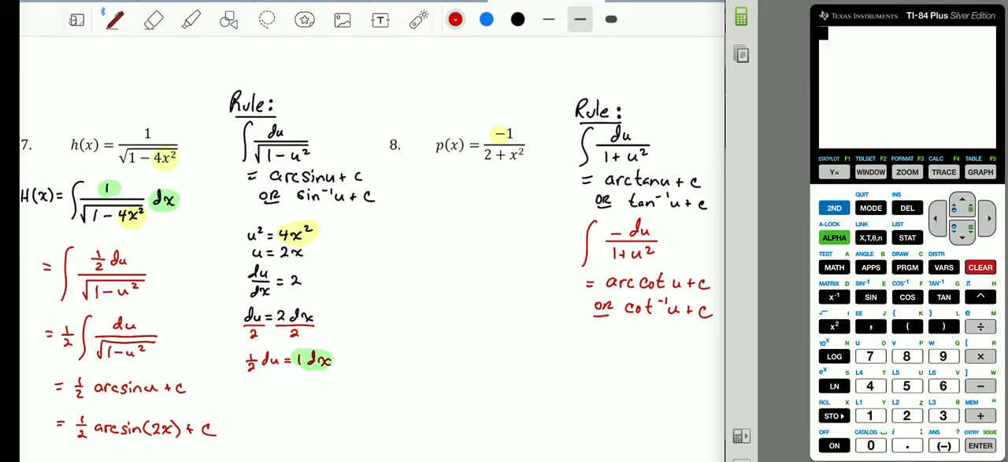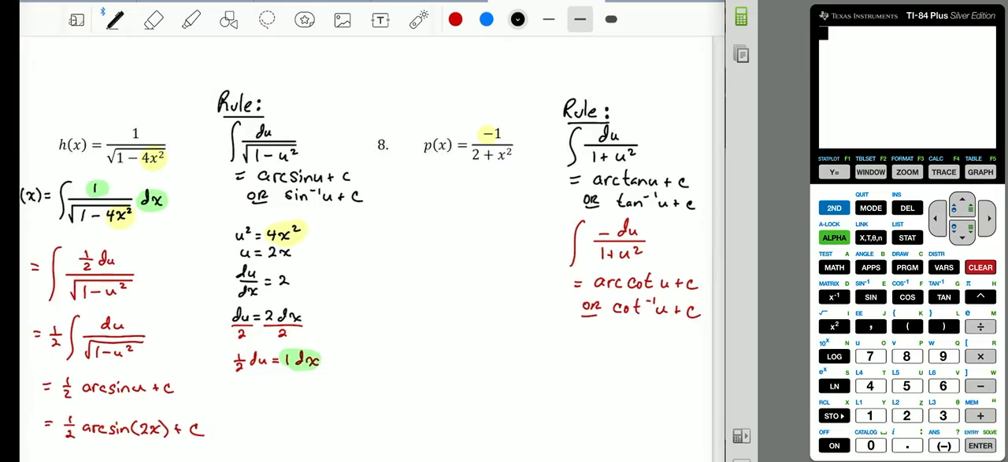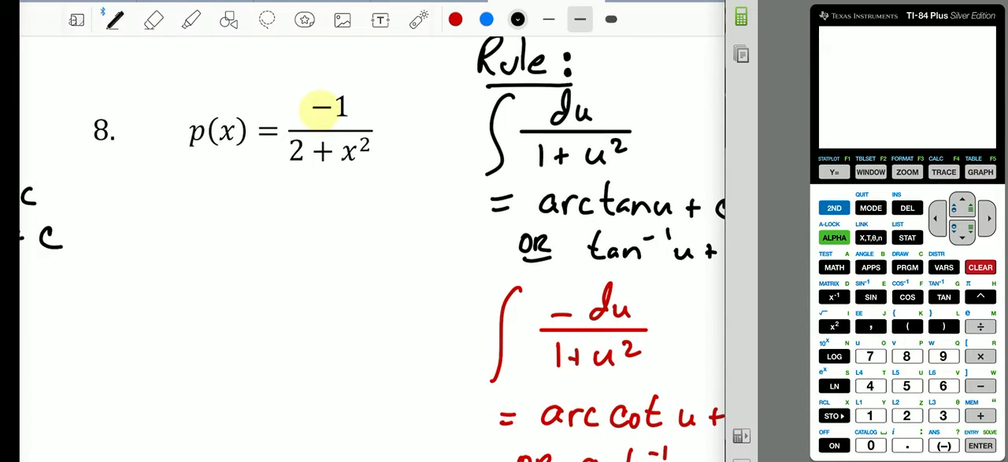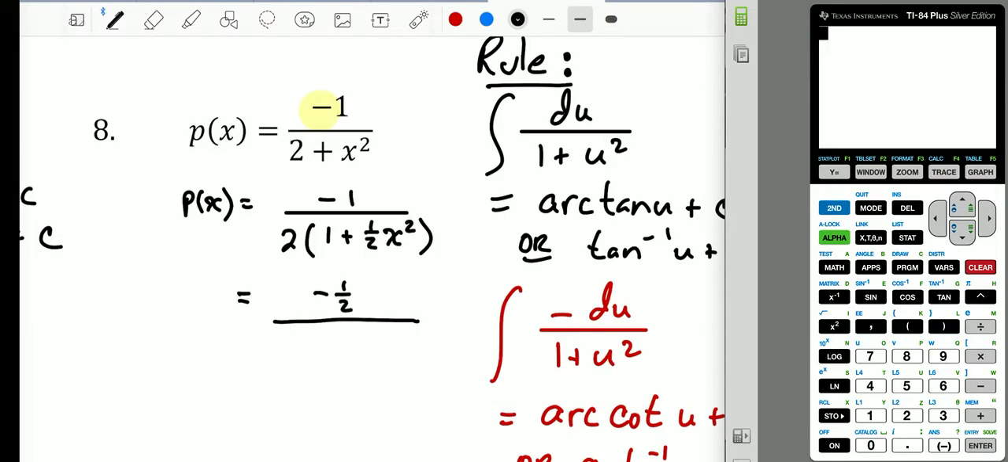So the x squared is kind of like tailor-made for this, but the problem is this needs to be a 1. All right, so the short answer is, well, let's make it a 1. All right, so p of x can be rewritten as -1 over, I'm going to factor out a 2, 1 plus 1/2 x squared. All right, which could then be rewritten as -1/2 over 1 plus 1/2 x squared. Just did a little keep change flip there.